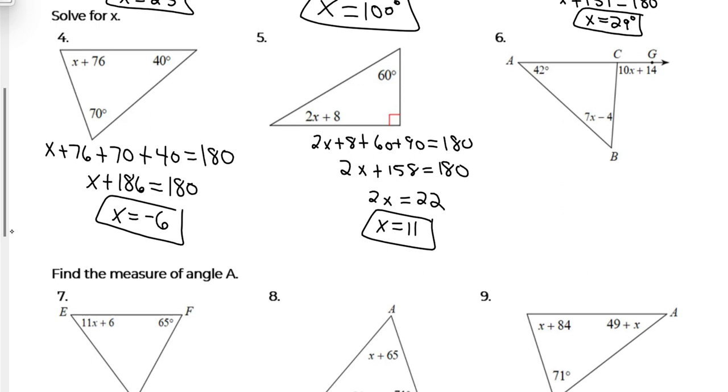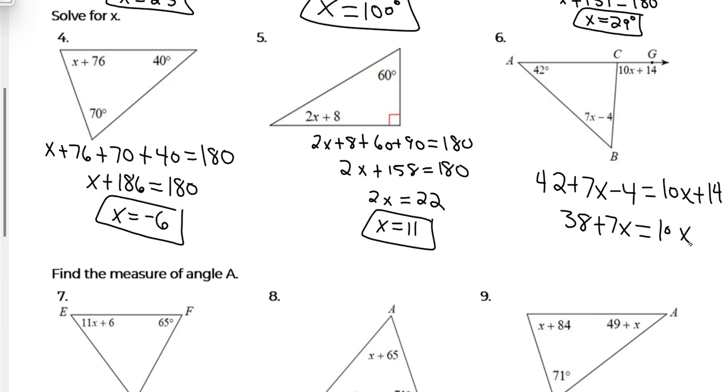Question 6. So once again, the two non-adjacent angles equal 10x plus 14. So our equation is going to be 42 plus 7x minus 4, and that equals 10x plus 14. The equations get a little longer, but process still the same. Combine like terms, simplify where you can, isolate the variable, solve for x. So here 42 minus 4 is going to take us to 38. 38 plus 7x equals 10x plus 14.